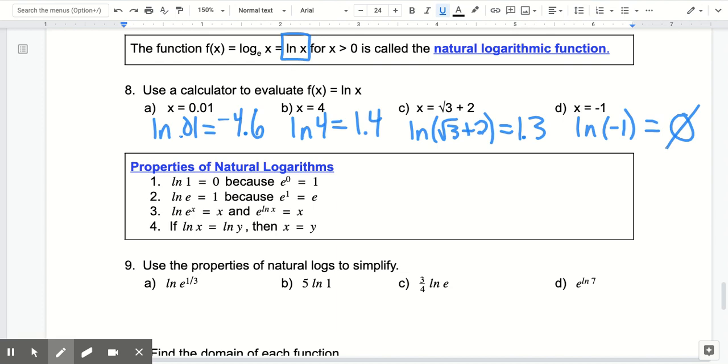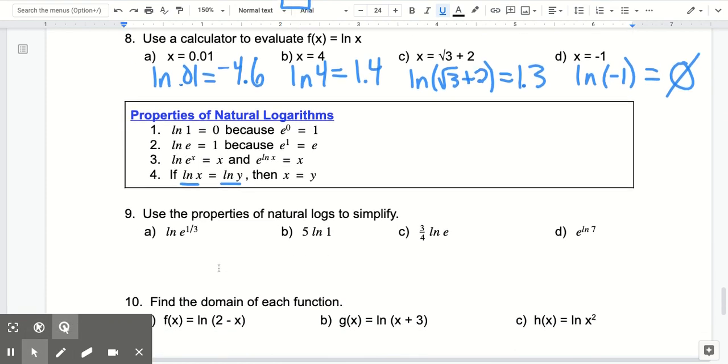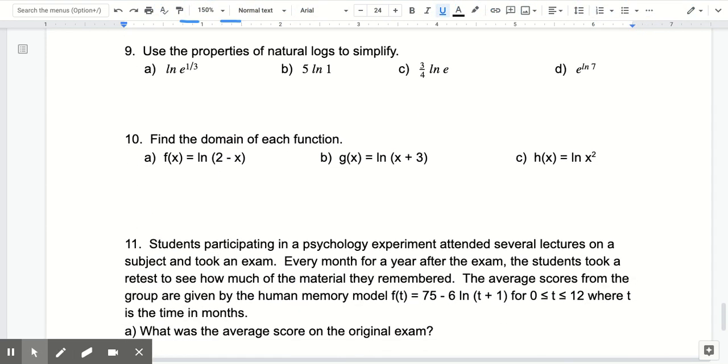The properties of natural logarithms are exactly the same as the properties of the other logarithms. Natural log of 1 is 0 because e to the 0 is 1. The natural log of e is 1 because e to the first is e. Natural log of e to the x, those are going to cancel out, so it'll just be x, and e to the natural log of x, those cancel out, so also just x. And then here's your one-to-one property again. If you just have one natural log on each side, you can kind of ignore it and just have x equals y. So we're going to use those to simplify.